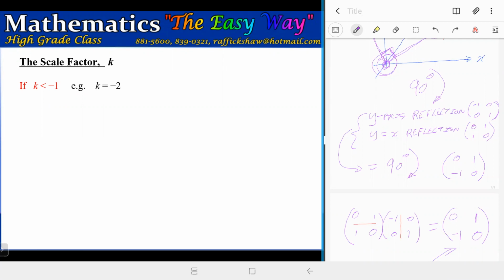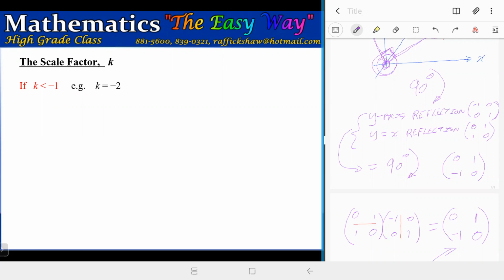So the value 2 makes it twice as large and twice the distance from the center. But the negative inverts it and puts it on the opposite side of the center, and then they are pointing in the opposite direction. So if I see a diagram, and I know it's an enlargement because one is bigger than the other, and I see that the points are pointing in the opposite direction, then I know that the scale factor is negative.